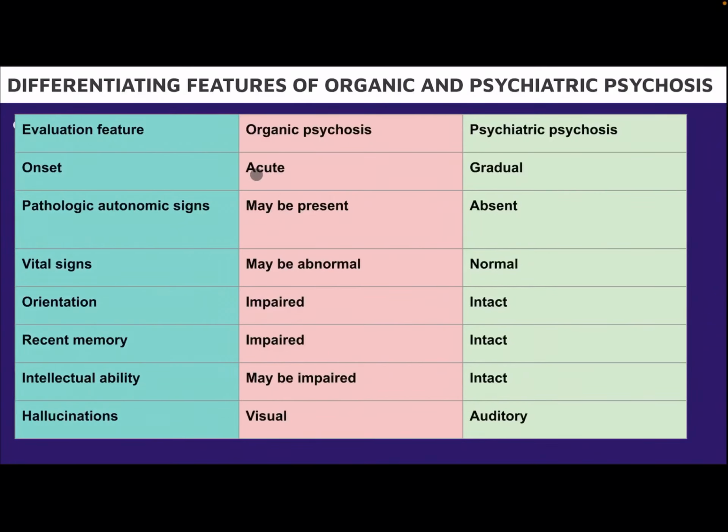Onset: organic psychosis is acute while psychiatric is gradual. Pathognomonic autonomic signs may be present in organic causes, while they are absent in psychiatric. Vital signs may be abnormal in organic, but are normal in psychiatric. Orientation is impaired in organic causes, but intact in psychiatric. Recent memory is impaired in organic psychosis, while it is intact in psychiatric. Intellectual function may be impaired in organic, but it is intact in psychiatric psychosis. Hallucinations are visual in organic psychosis, while they are auditory in psychiatric psychosis.